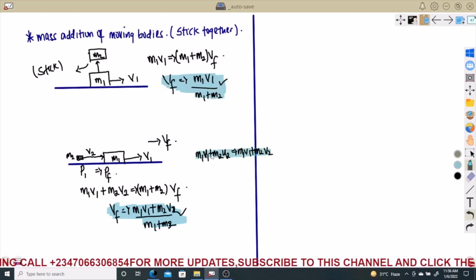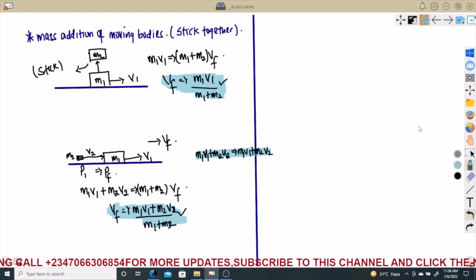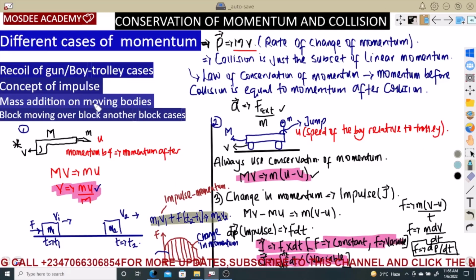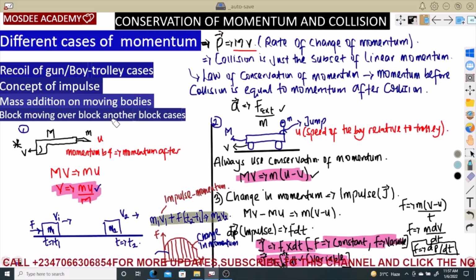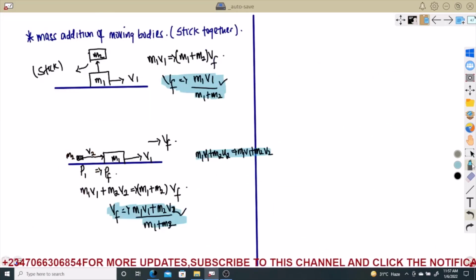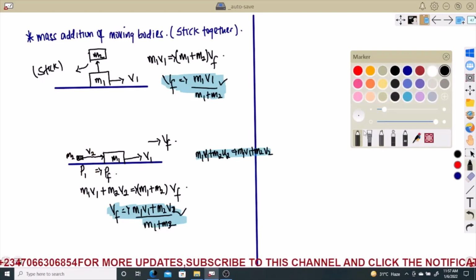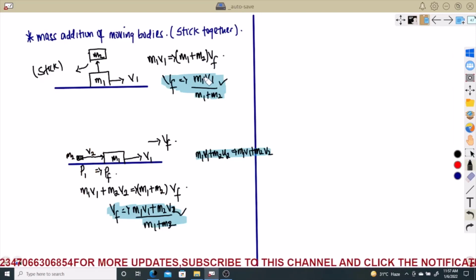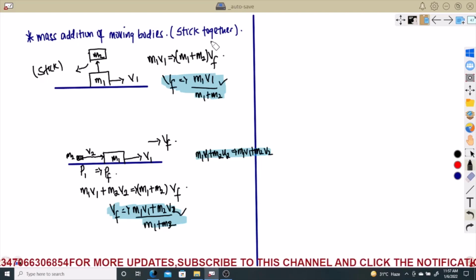Then we move to the last case we talked about in the previous slide. Let's check. Block moving over block cases. That should be it. I think that was a typo from the student preparing the slide. So the case of block moving over block, we can quickly illustrate that. I think that is for some of you doing JUPEB and IJMB. That is very important for you to understand.